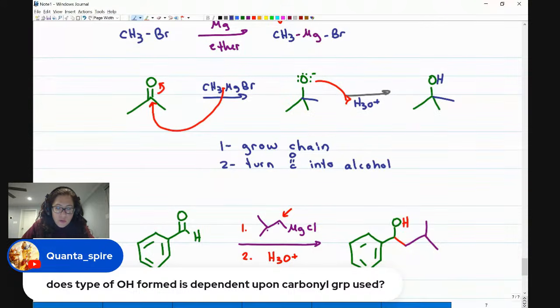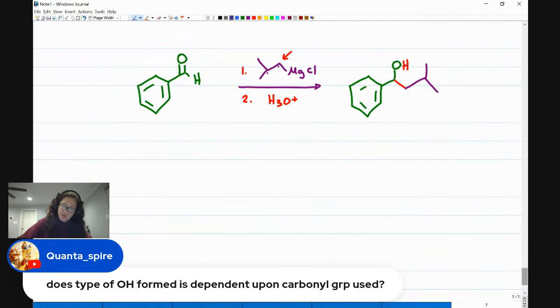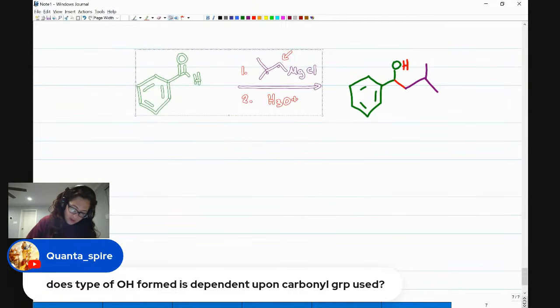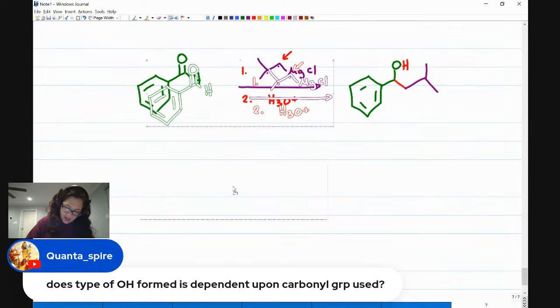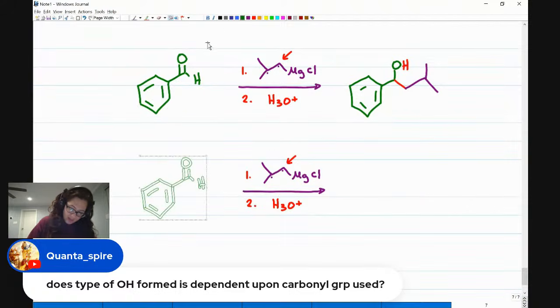Does the type of OH formed depend on the carbonyl group used? Yes, absolutely. Notice that in this reaction, I started with an aldehyde, and the product is a secondary alcohol. What if I did a very similar reaction? So let's copy it exactly as is. But this time, instead of starting with an aldehyde, let's make a ketone. So all I do is make this a little bit longer.